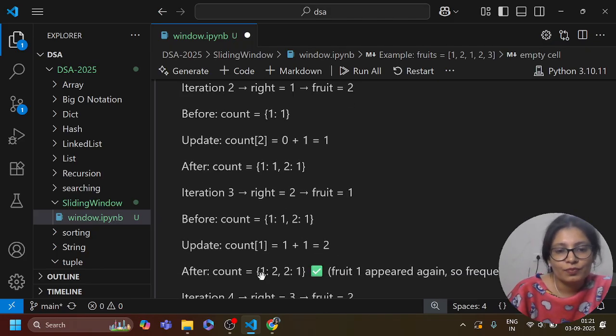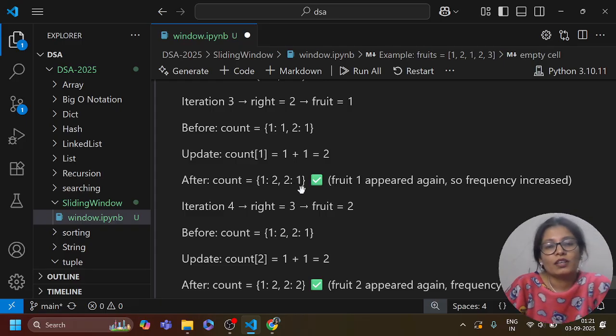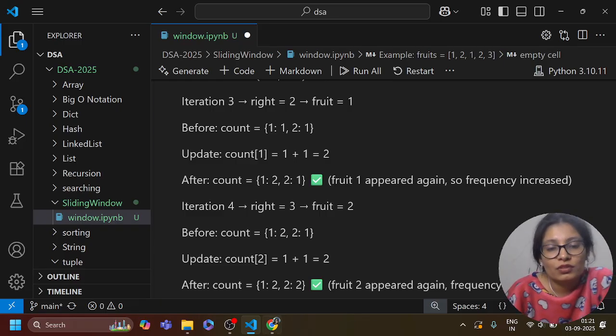So here we update the value of 1: 1 is the key and the value equals 2. Here you can see 1 colon 2, and after that 2 colon 1. This is for 1 and this is for 2. Fruit 1 appears again, so its frequency increased. So 1 colon 2 here.